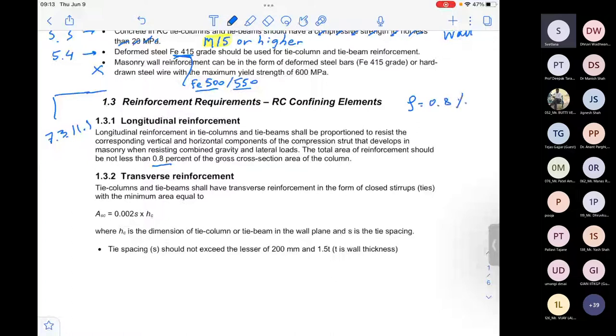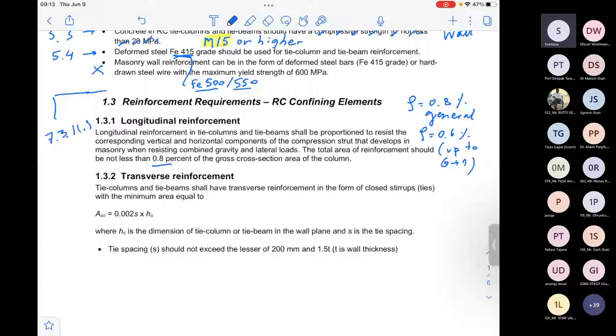So here maybe we can say that rho, or reinforcement ratio, is 0.8%, that is general, or rho is 0.6% minimum for two-story buildings, so G plus one. Up to G plus one.